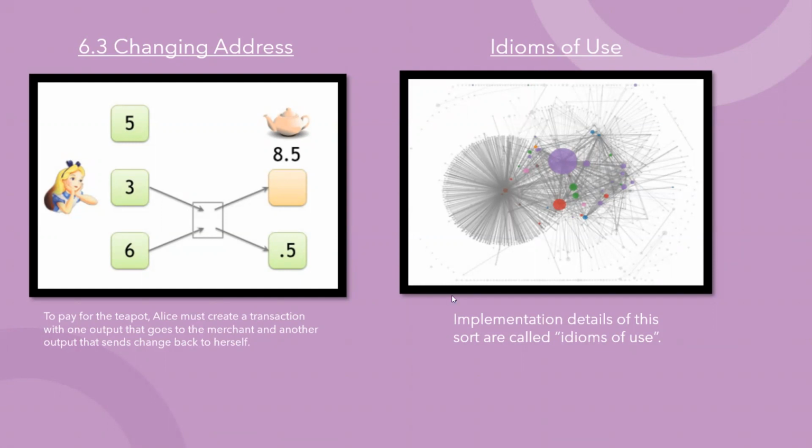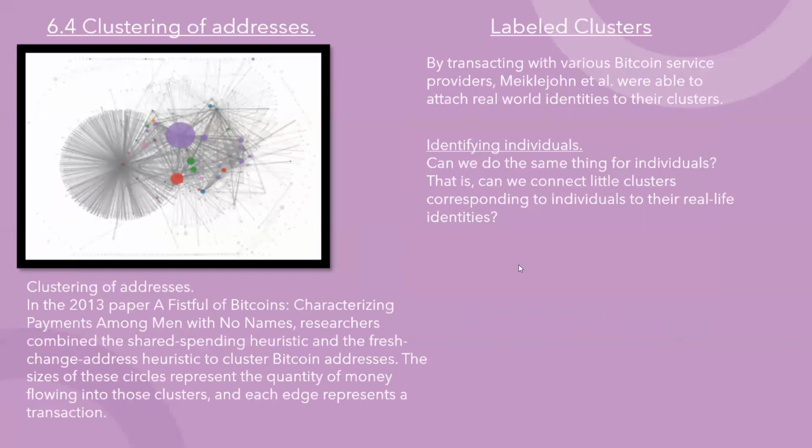Idioms of use. Implementation details of this sort are called idioms of use. In 2013, a group of researchers found an idiom of use that was true of most wallet software and led to a powerful heuristic for identifying change addresses. Specifically, they found that wallets typically generate a fresh address whenever a change is required. Because of this idiom of use, change addresses are generally addresses that have never appeared in the blockchain. Non-change outputs, on the other hand, are often not new addresses and may have appeared previously in the blockchain. An adversary can use this knowledge to distinguish change addresses and link them with the input addresses.